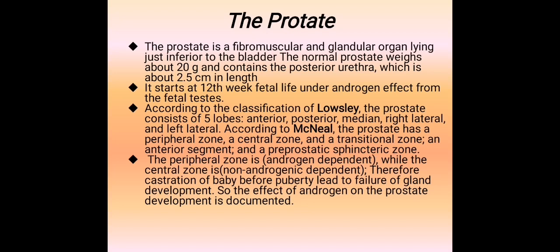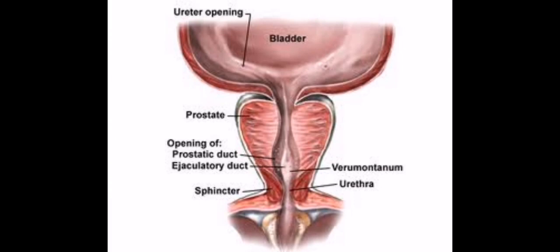It starts development during the fetal life at the 12th week of fetal life under androgen effect from the fetal testis. According to the classification of Lowsley, the prostate is divided into 5 lobes: anterior lobe, posterior lobe, right lateral and left lateral lobes, and a median lobe.